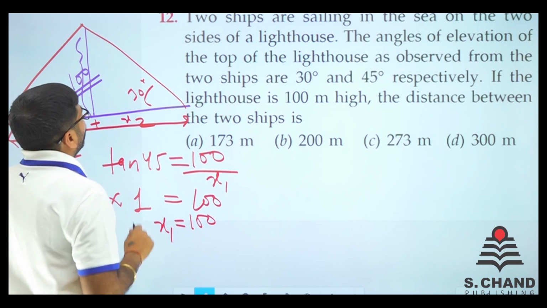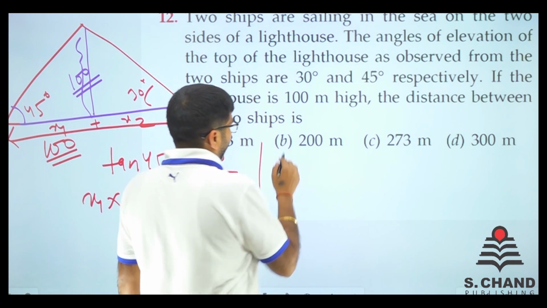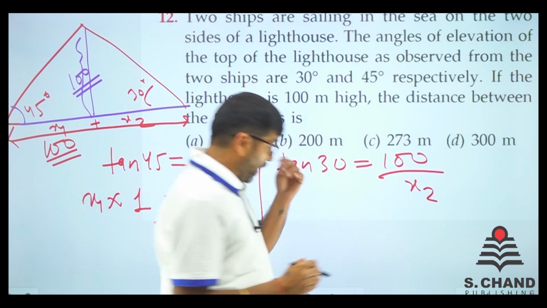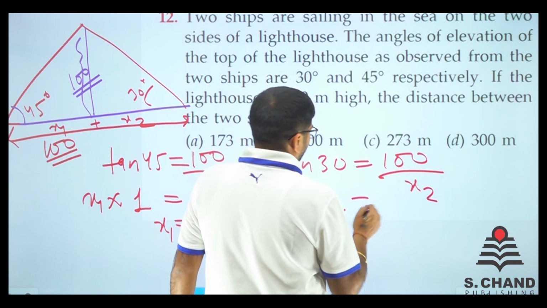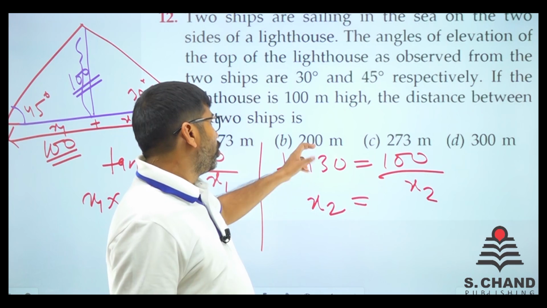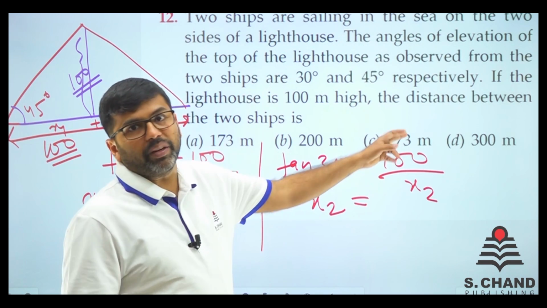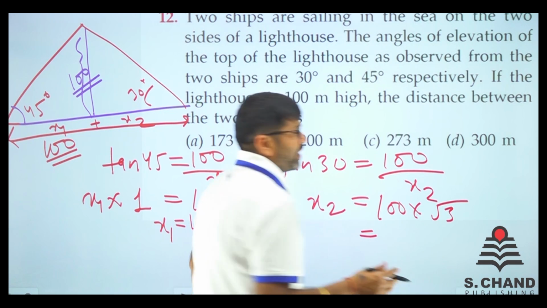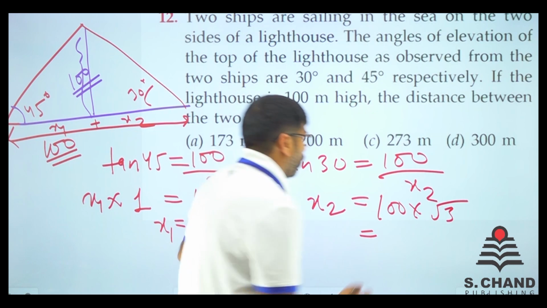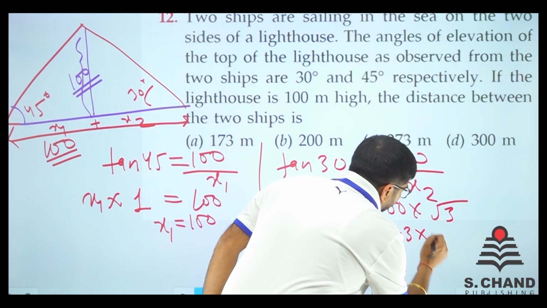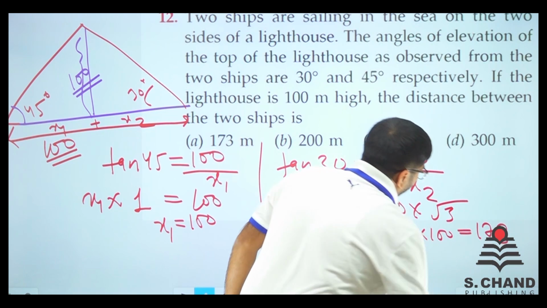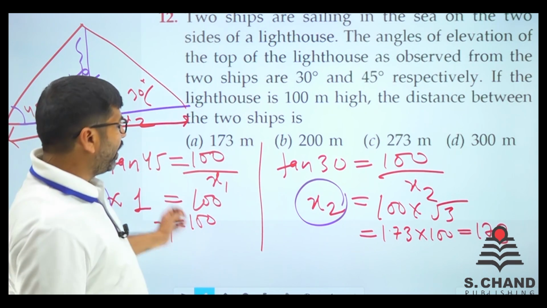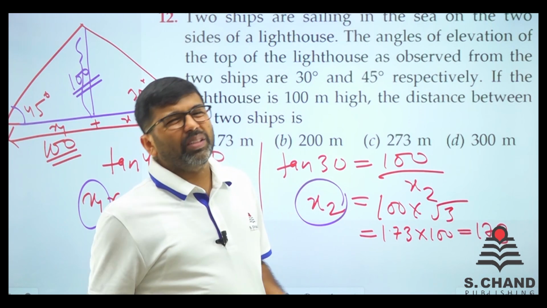When you talk about 30 degree, tan 30 is equal to 100 upon x2. So I put x2 over here, and tan 30 is 1 upon root 3. So x2 is 100 into root 3. Root 3 is approximately 1.73. So 1.73 into 100 is approximately 173. So 173 is x2 and 100 is x1. When we add 100 to 173, it is approximately 273.